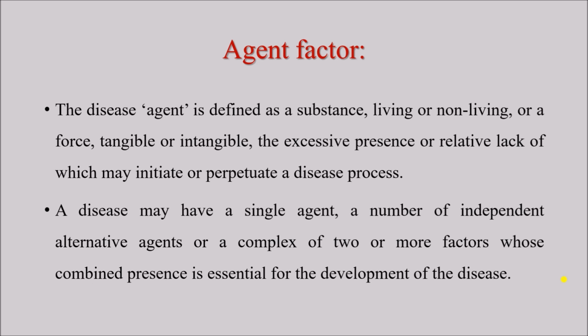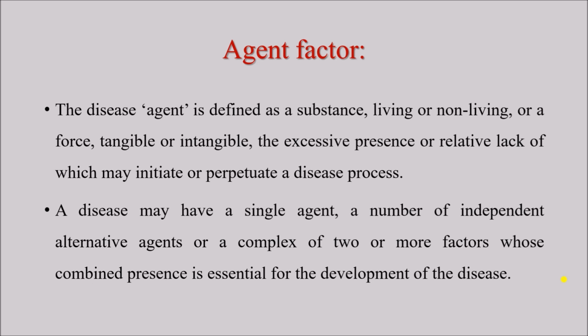So in epidemiology, the agent factor is basically any substance that can be living or non-living, or any force that can be tangible or intangible, the excessive presence or the relative lack of which can initiate a disease process. Let me give you an example. If there is deficiency of iron in the diet, that means there is lack of something, right? So a relative lack of something. If there is iron deficiency, it can lead to anemia, iron deficiency anemia.